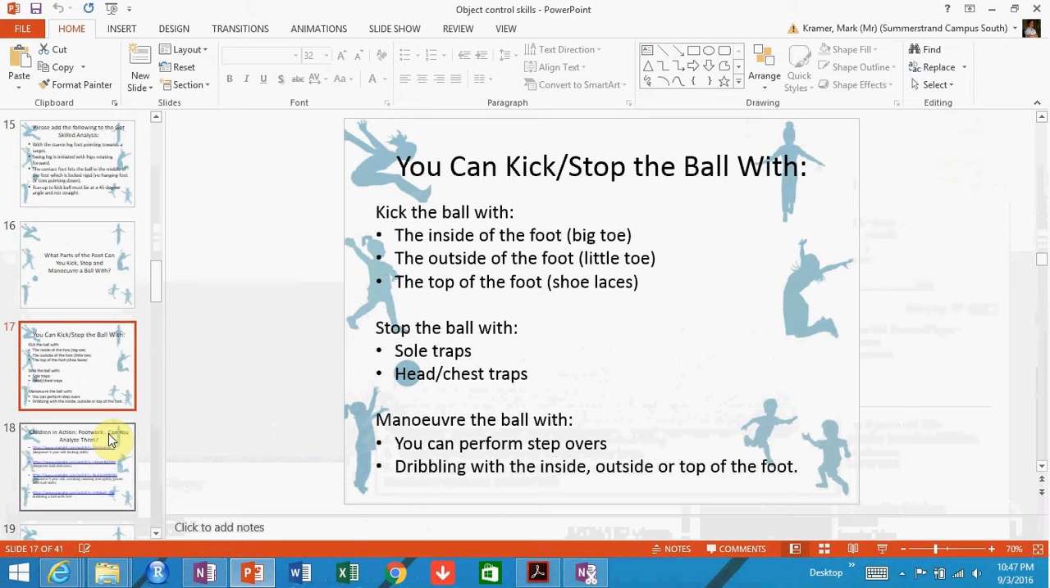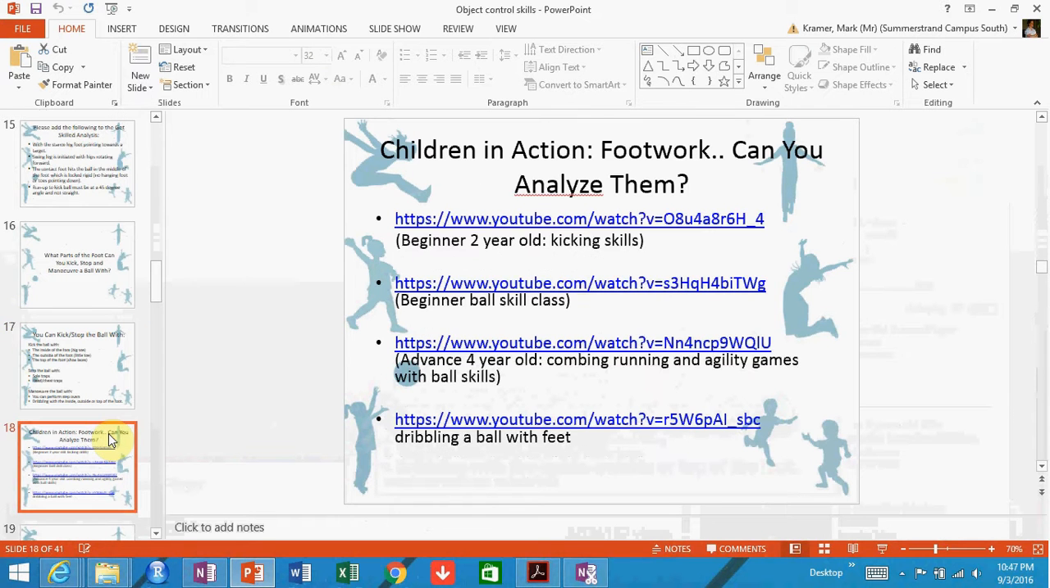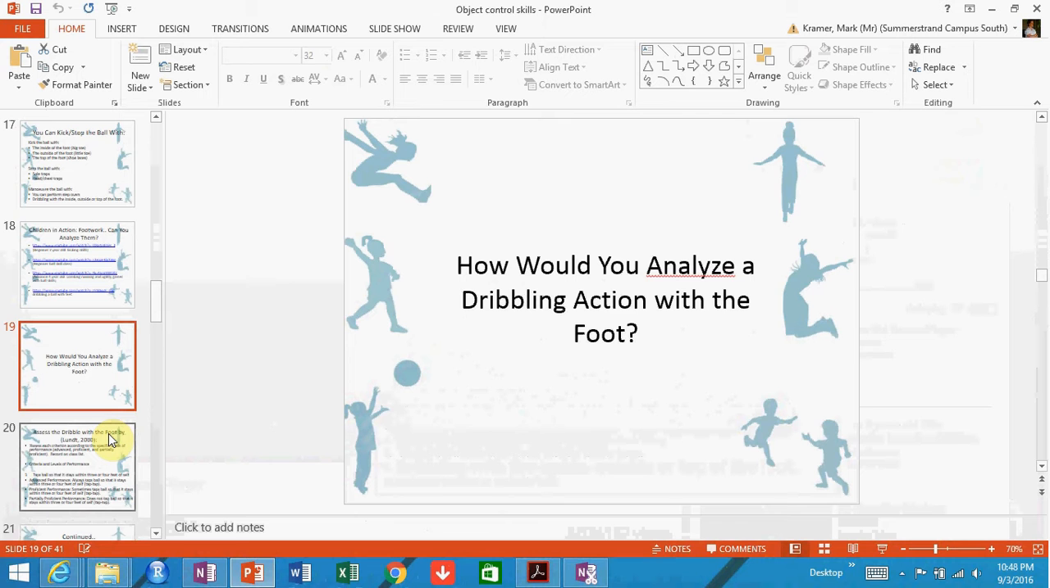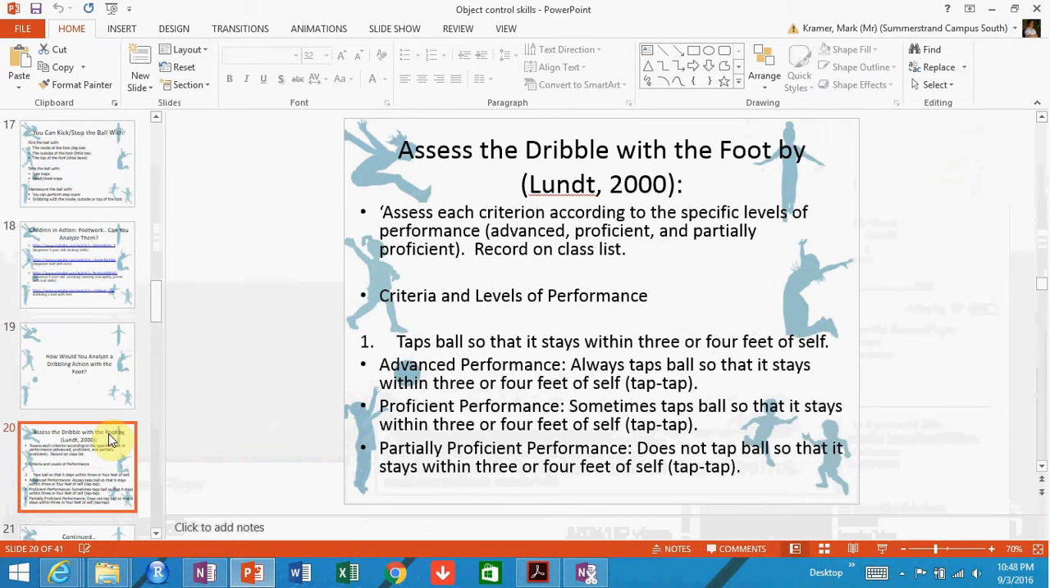You can perform step overs, dribble with the inside, outside or top of the foot, depends on what your goal is. Okay, I've just shown you those videos. So how would you analyze a dribbling action with the foot? So let's quickly look at this: criterion levels of performance. I will just look at the advanced one.